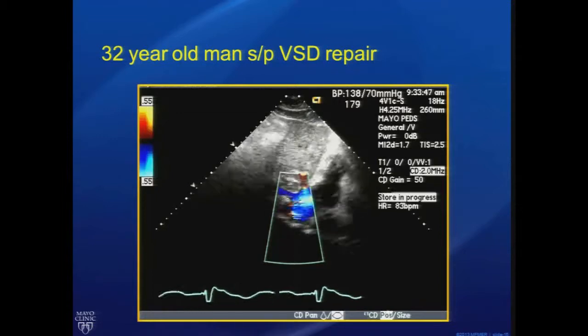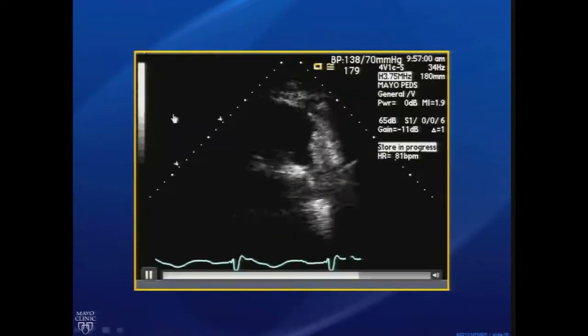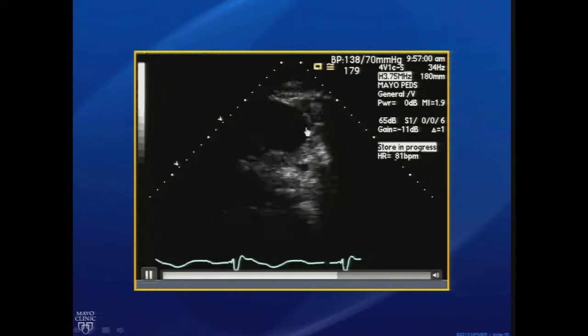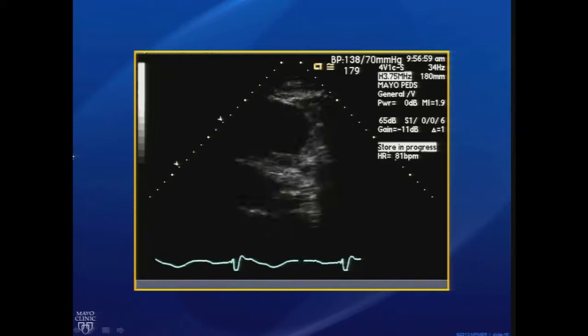VSD. But then we noticed that his abdominal Doppler, you can see just from color flow, looks a little weird here. And then when we got up to his arch, it does not look normal. This looks funny and expanded here.